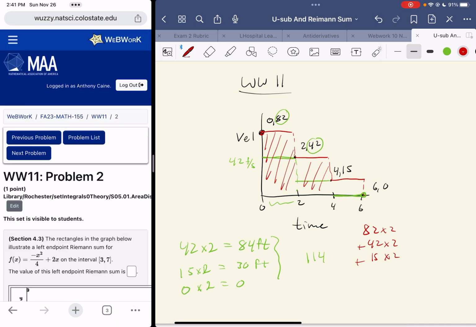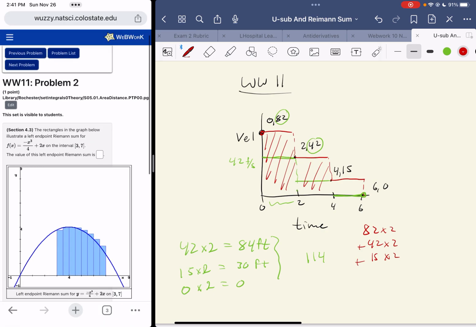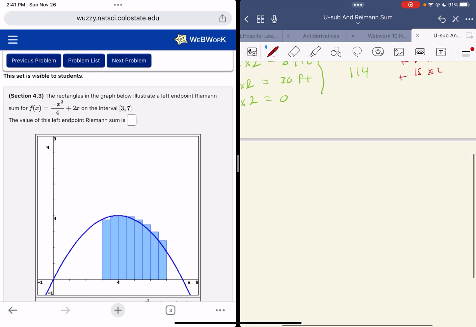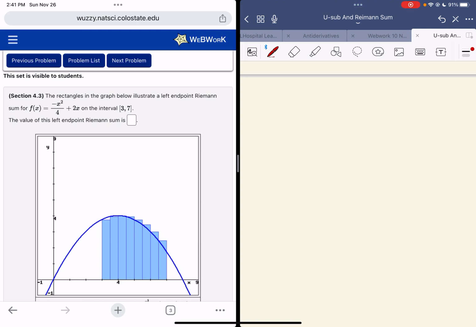Let's do the next problem. All right. So same idea, except now they're giving us a function. And now we're starting to introduce the vocabulary words. So a Riemann sum is this idea of just pretending a function is constant on a little interval and then adding up these areas. All right, so we have some function, and it's negative x squared over 4 plus 2x, and we care about the interval from 3 to 7.